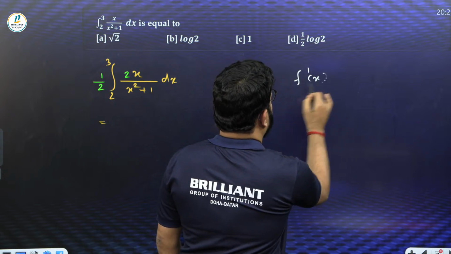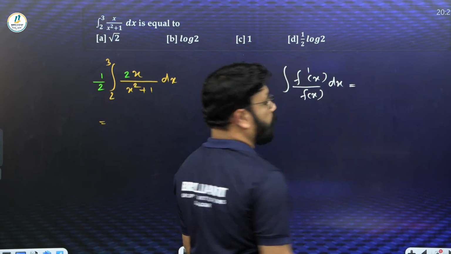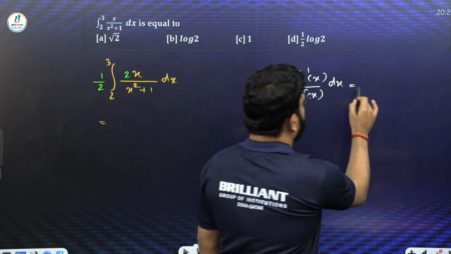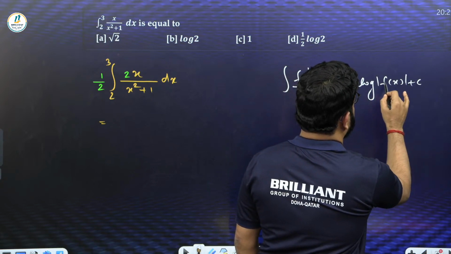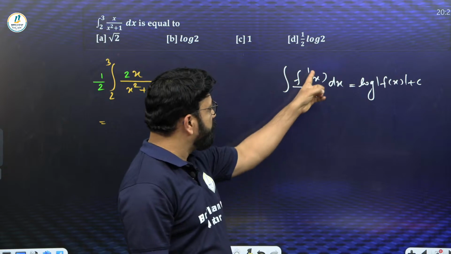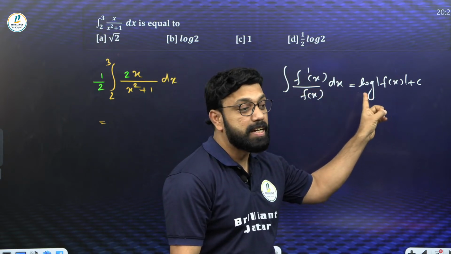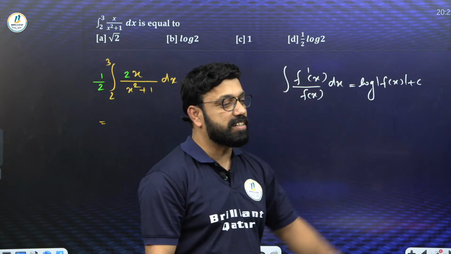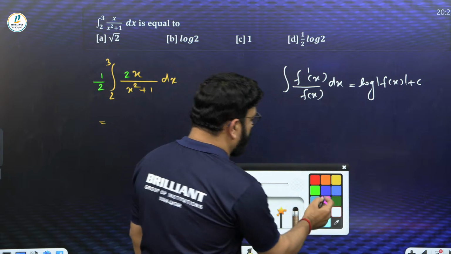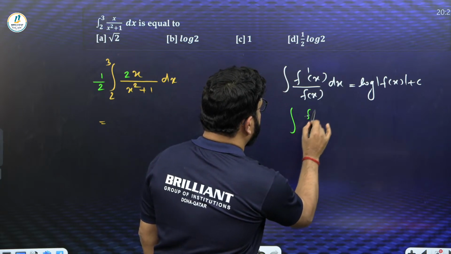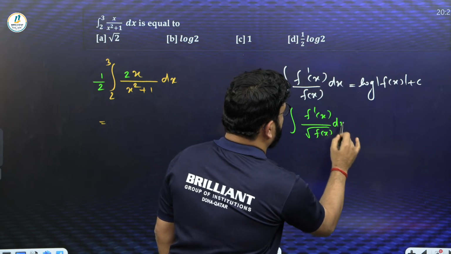The integral of f dash x by f of x with respect to x is equal to what? Directly we can write log of modulus of f of x plus the constant c. Integral of f dash x by f of x dx equals log of f of x plus c. Directly we can use that. Similarly, one more shortcut you know. Which shortcut? F dash x by root f of x dx equals what?